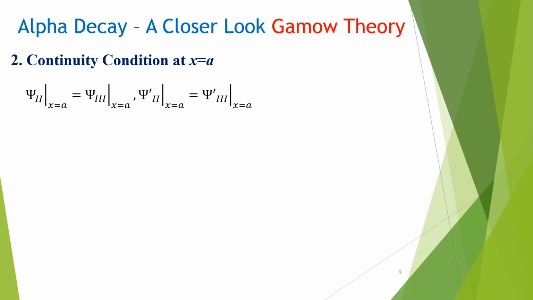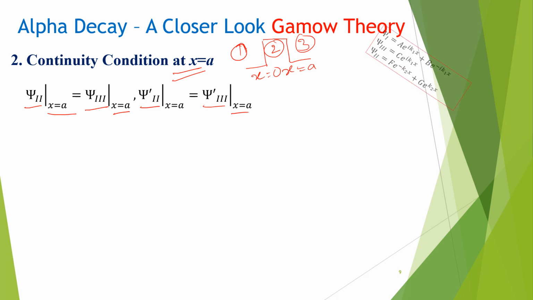So in this diagram we have the potential barrier. This is region 1, this is region 2, and this is region 3. This is at point x equal to a, and this was the point x equal to 0. So continuity we are developing at x equal to a. So psi2 is equal to psi3 at x equal to a, and psi2 dash is equal to psi3 dash at x equal to a. This is the boundary condition we have.